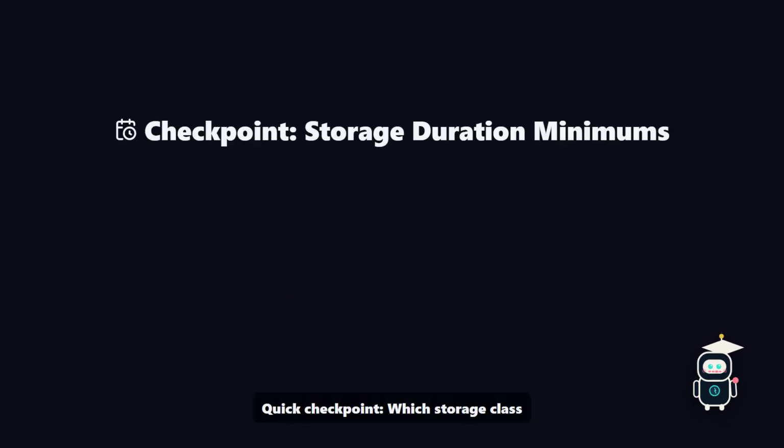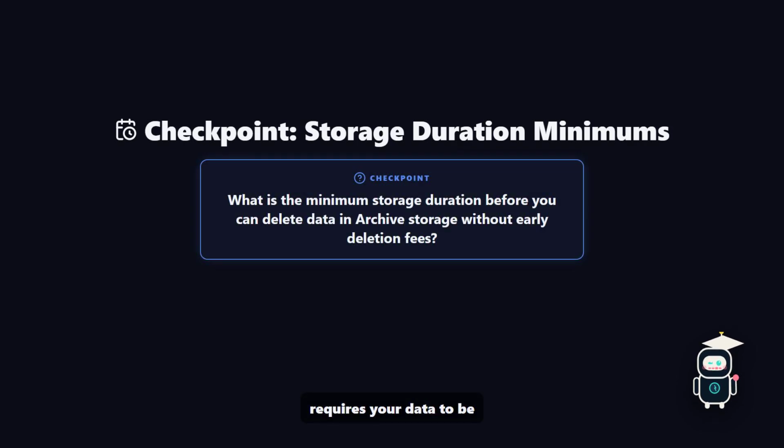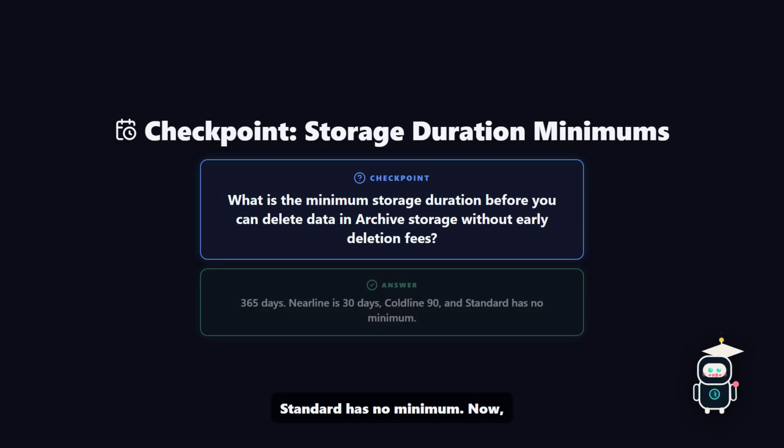Quick checkpoint. Which storage class requires your data to be stored for an entire year before you can delete it without fees? Pause for a moment. The answer is Archive. Nearline makes you wait 30 days, Coldline 90, and Standard has no minimum.